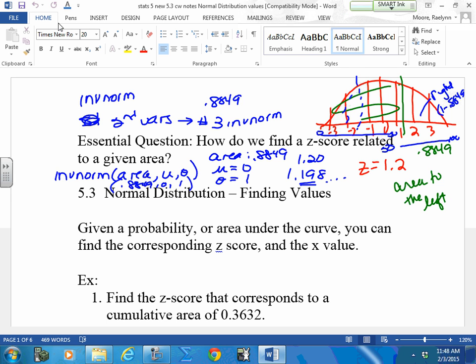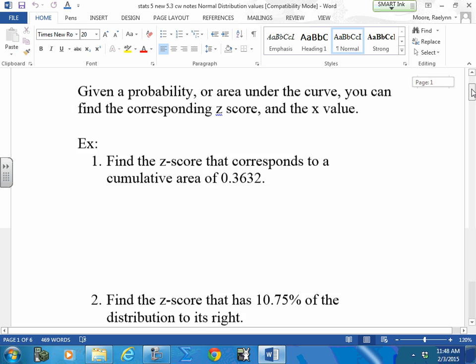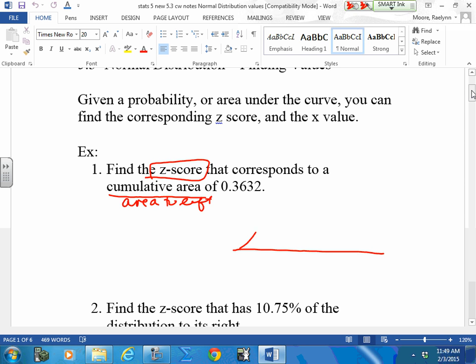Okay, so let's try one. For the time being, I want you to make a sketch. I want you to see which is less than 50% and which is more than 50%. Is my z-score positive? Is my z-score negative? Because you can use the concept of symmetry. You can always look up a negative one, but you have to place the positive one. So you're going to find a z-score that corresponds, when they say cumulative area, they mean area to the left, because we read left to right, of 0.3632.